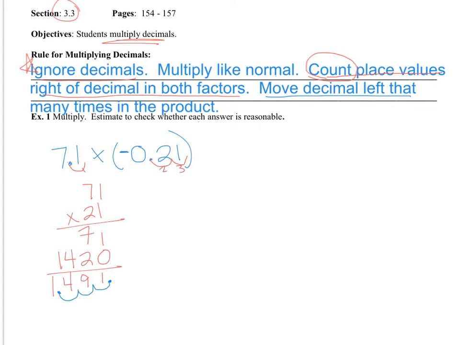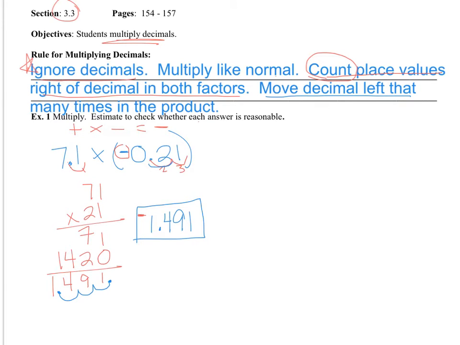Why did I move it 3 times? Because there were 3 decimal places in the 2 factors. So that means my answer is 1 and 491 thousandths. But what do I not want to forget to do? My negative, right? If I take a positive times a negative, do you remember the rule for different signs? We get a negative product. So the final answer is negative 1 and 491 thousandths.